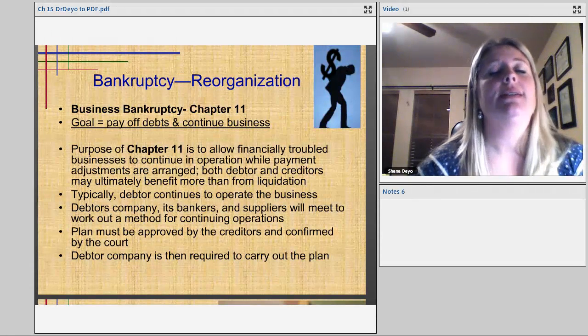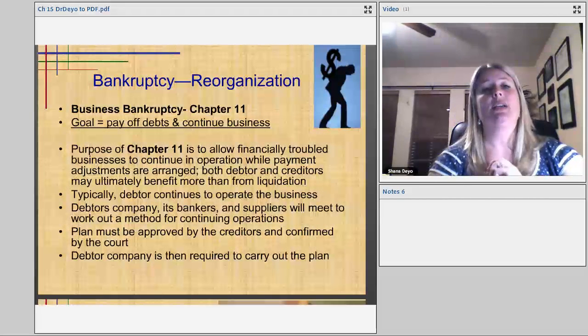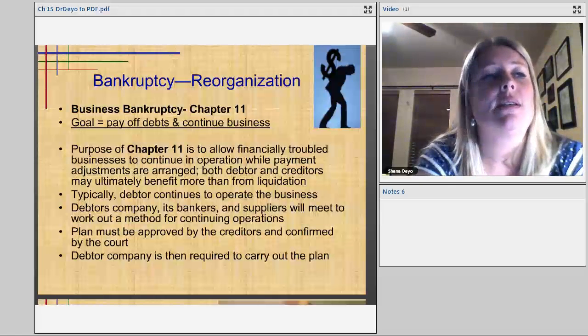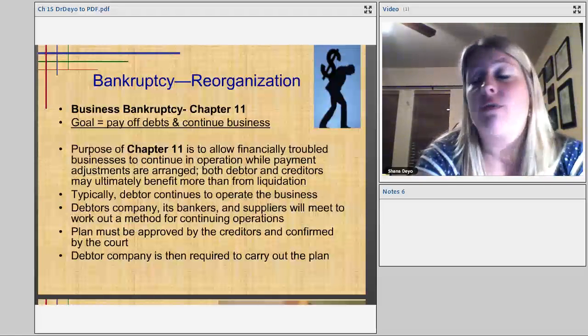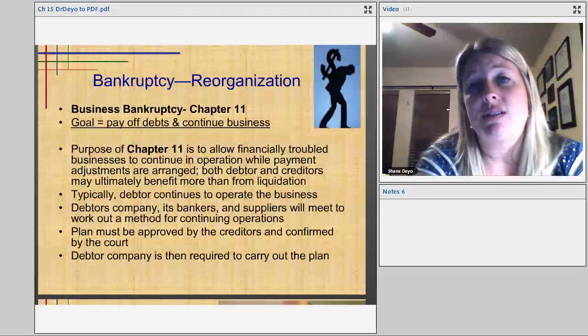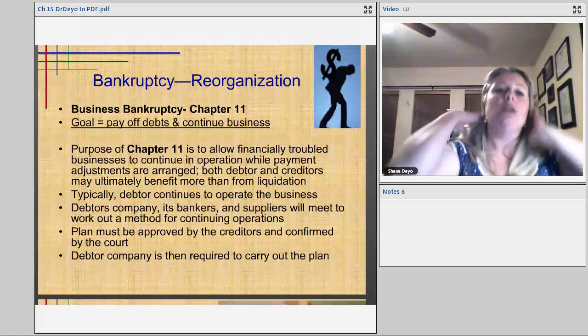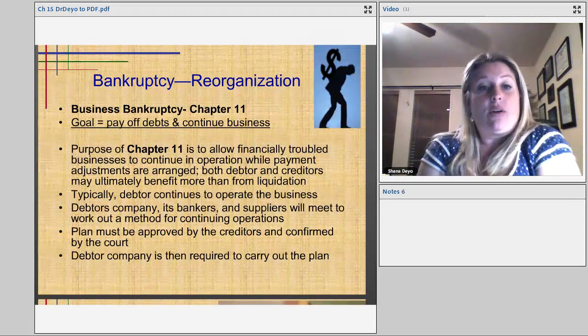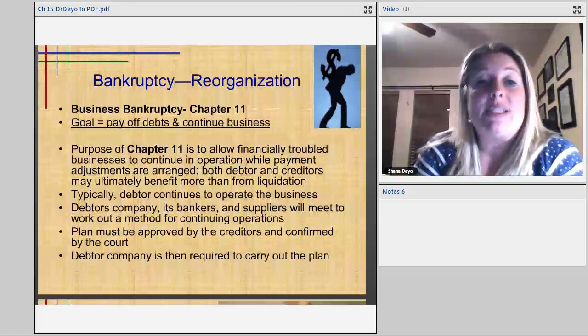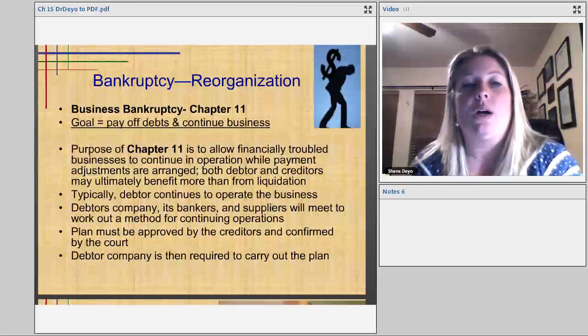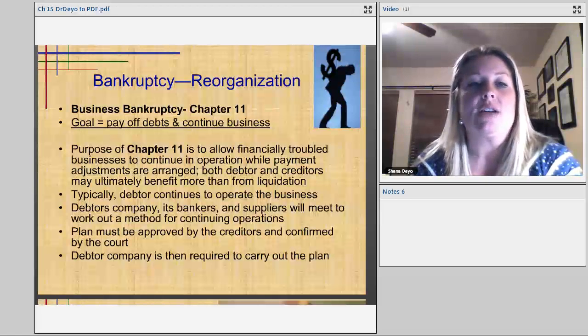Chapter 11 is a business bankruptcy. It's specific to businesses. It is a way for businesses to continue business operations while paying off their debt. So it's called a reorganization. The purpose of the Chapter 11 bankruptcy is to allow financially troubled businesses to continue operation while payment adjustments are arranged.